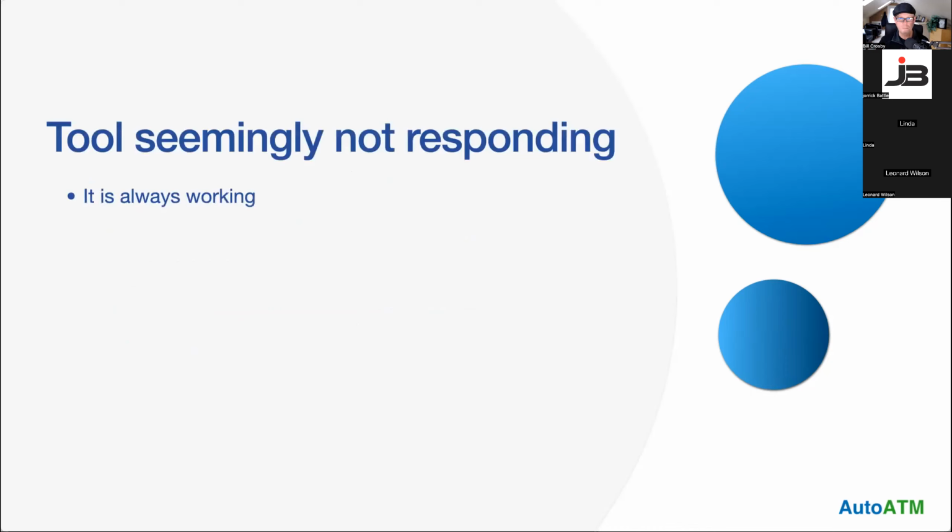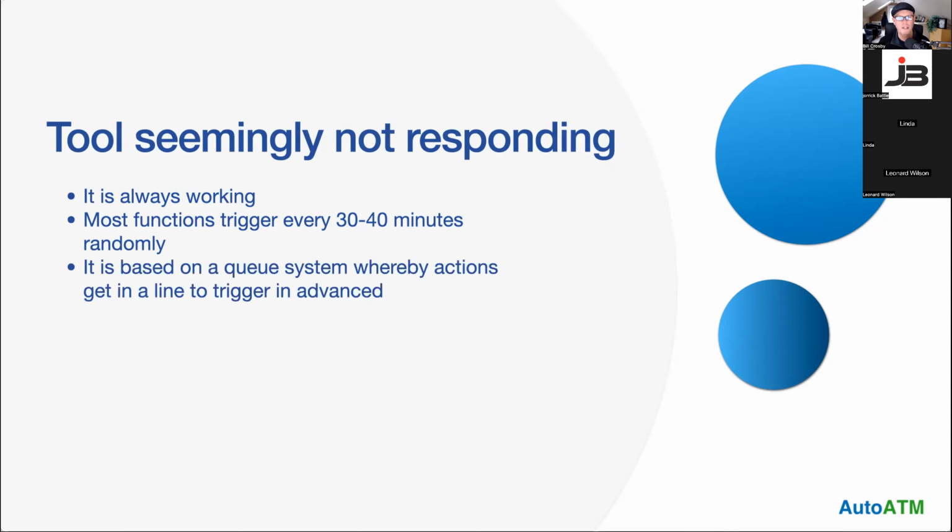Now, some people have responded that the tool seemingly is not responding. The tool is always working, and most of the functions trigger every 30 to 40 minutes randomly. If you look at the messages that are going out, you'll see this. Sometimes it's 32, sometimes it's 38, kind of thing. So it is very random, which makes it seem much more like a person is doing this, and Facebook likes that a lot better.